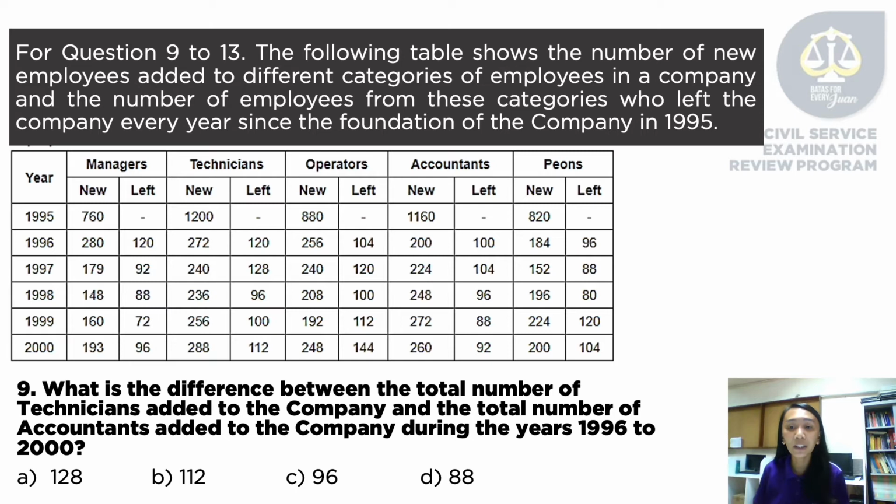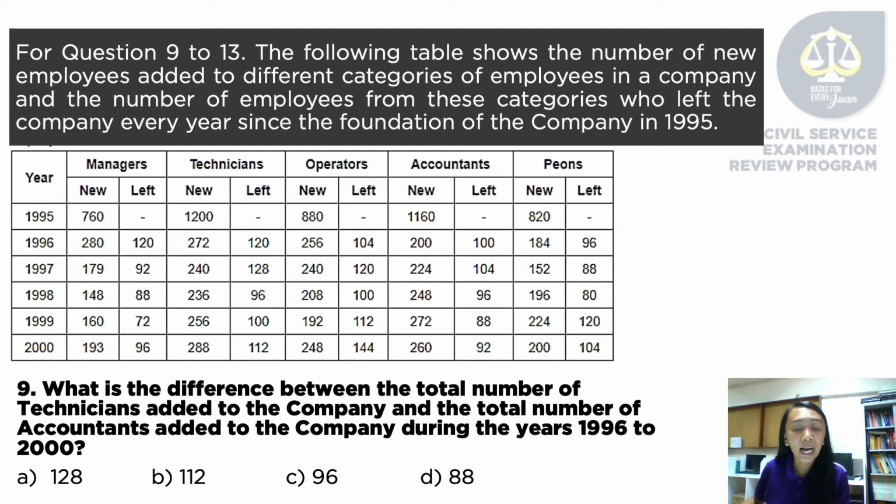Okay, so the following table shows the number of new employees added to different categories of employees in a company, and the number of employees from these categories who left the company every year since the foundation of the company in 1995. Okay, so these numbers are number of employees, and we have the years from 1995 to 2000. Okay, I have here the managers, technicians, operators, accountants, and peons.